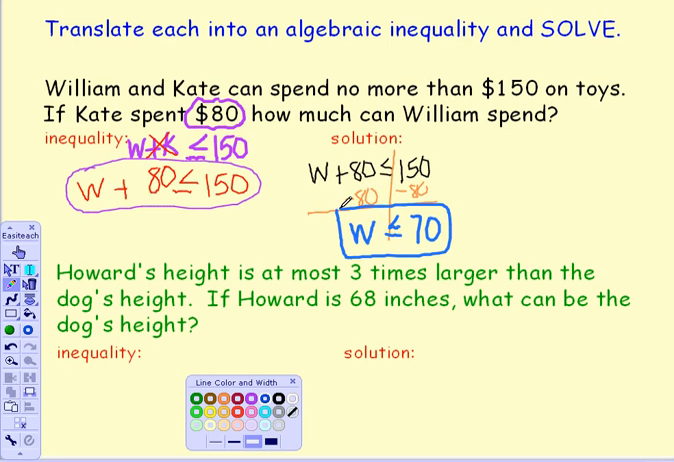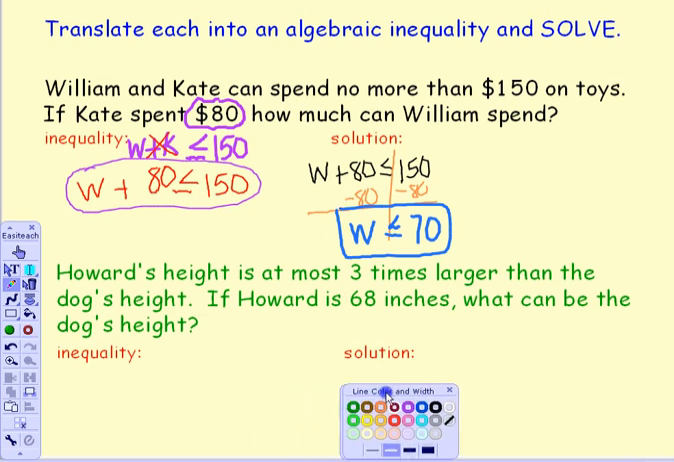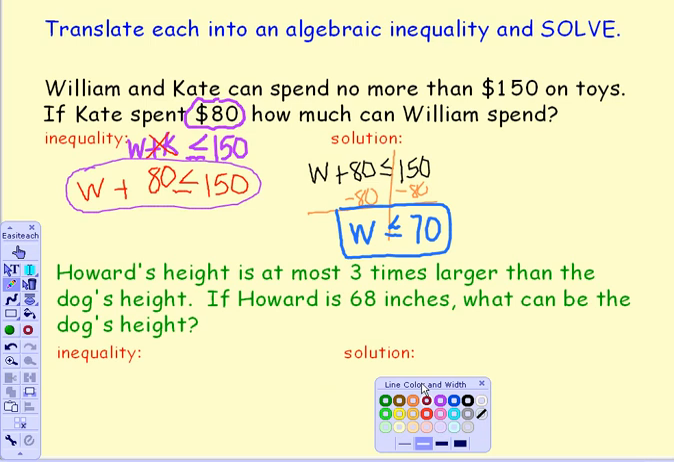In our second story problem, we have: Howard's height is at most 3 times larger than the dog's height. If Howard is 68 inches, what can be the dog's height? Okay, so we've got our inequality here. We have Howard's height, so I'm going to say that's H. It's at most, so there's another keyword, 3 times, so that's going to be our multiplication, larger than the dog's height, and I'm going to just use a D for the dog's height for now.